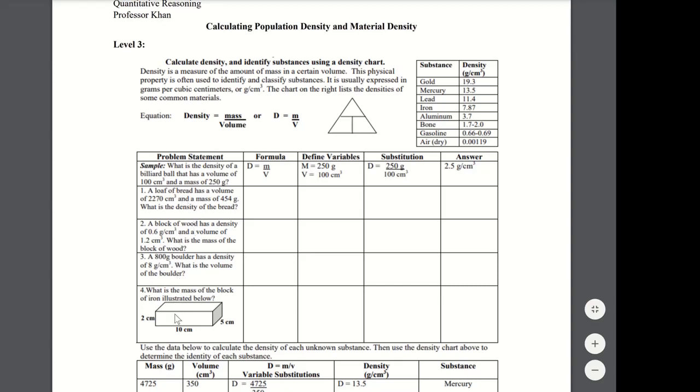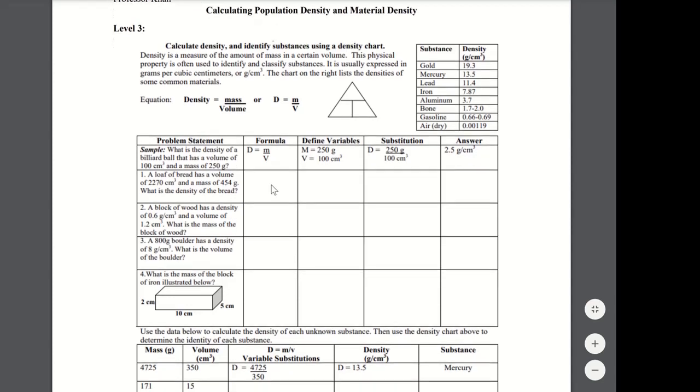Just say 1, 2, 3, 4. That way you have an idea. Each one of them is a little bit different, right? I tell you to write the formula first. What are they asking for? Here they're asking for density, so write down the formula for density. Here they're asking for mass, formula for mass, formula for volume, formula for mass again, right?